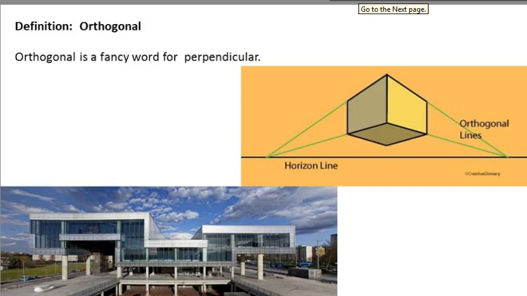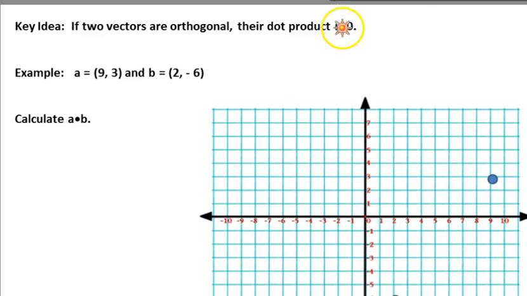So now that you know that orthogonal is just a fancy word for perpendicular, let's talk about how you can determine if two vectors are orthogonal. The key idea that you need to remember is this. If two vectors are orthogonal, their dot product is 0. So really all you need to do in order to determine if two vectors form right angles is calculate their dot product. And so let's take a look at my example up here.